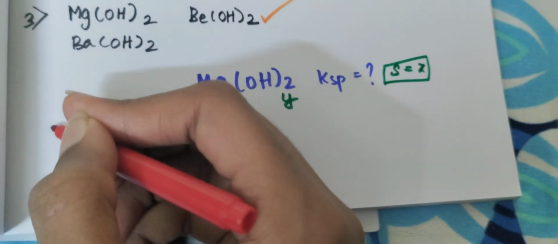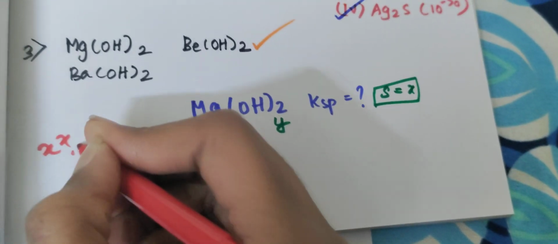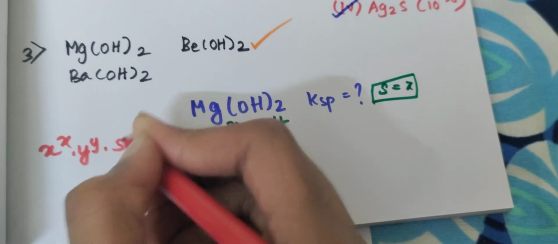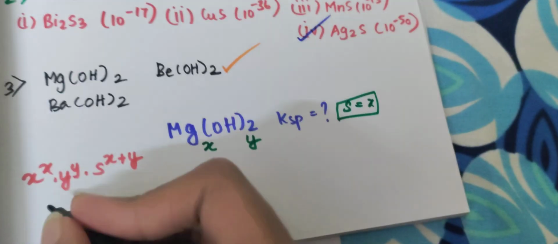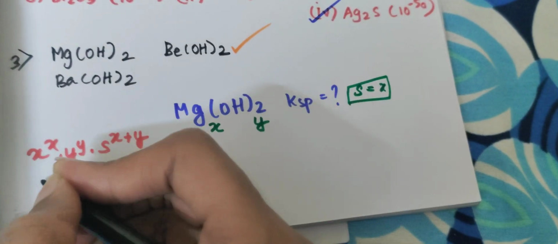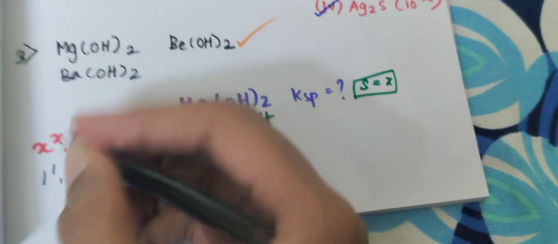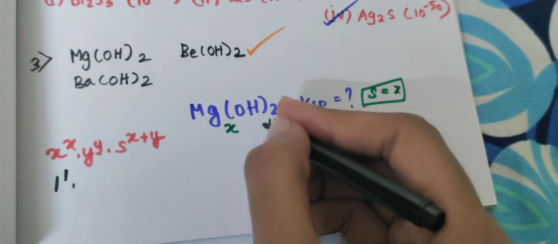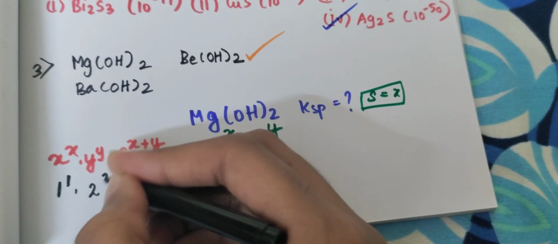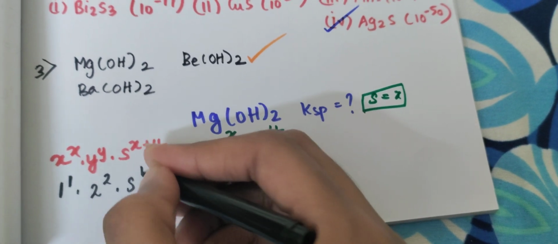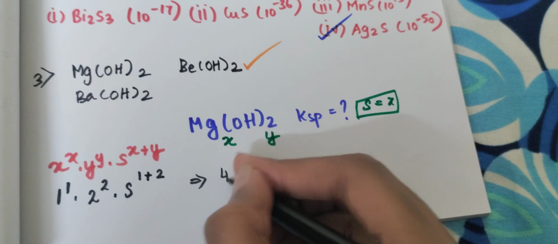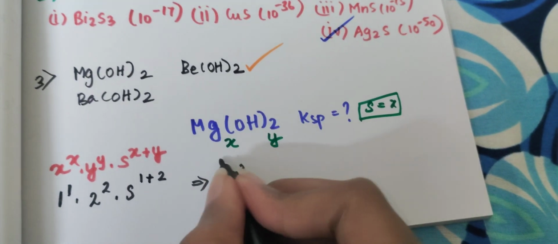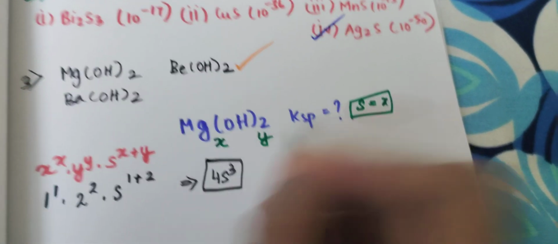Okay, what is the formula? It is X to the power of X, Y to the power of Y, and S to the power of X plus Y. If you apply this, you will get 1 to the power 1, since only 1 is there, and in the place of Y you have 2, so 2 to the power of 2, and S to the power of 1 plus 2. So 4S cube is the answer. So this is the solubility product.